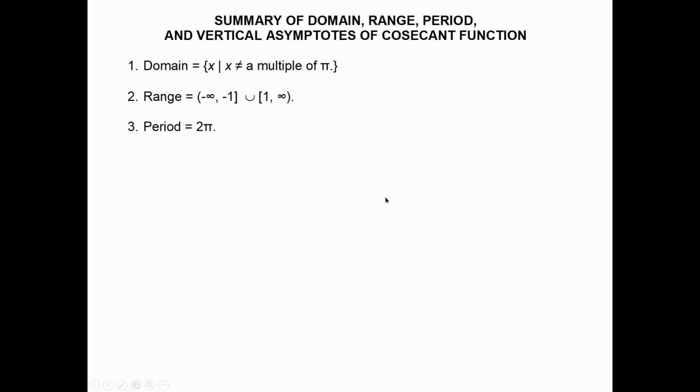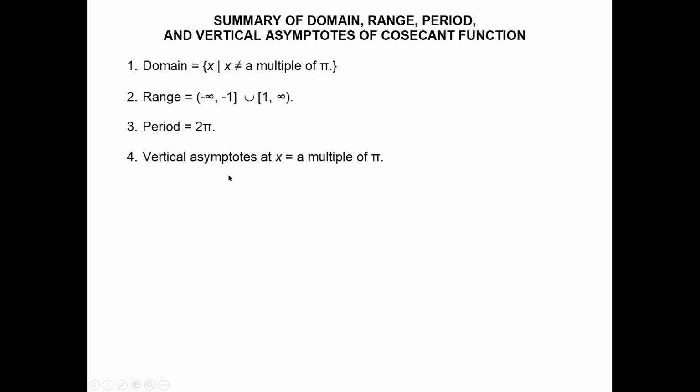So the summary of domain, range, period, and vertical asymptotes of the cosecant function. Domain, set of all x's such that x is not equal to a multiple of pi. Range, minus infinity to minus 1, and 1 to infinity. Graphically, that says there's going to be a band between minus 1 and 1 where the graph doesn't occur. Period, 2 pi. Vertical asymptote, x equals a multiple of pi.